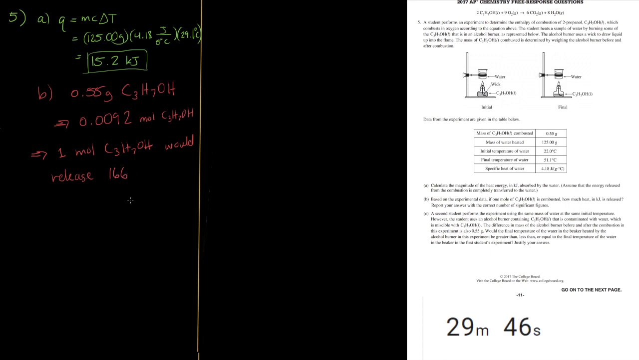1660. Oh, still only 2 sig figs. So I'm going to have to say this in scientific notation. It's going to be 1.7 times 10 to the third, rounding off my calculation a bit. Kilojoules. Yes. Okay. It says to report it with the correct number of sig figs, which I sincerely believe to be 2, because it only gives us 0.55 grams.